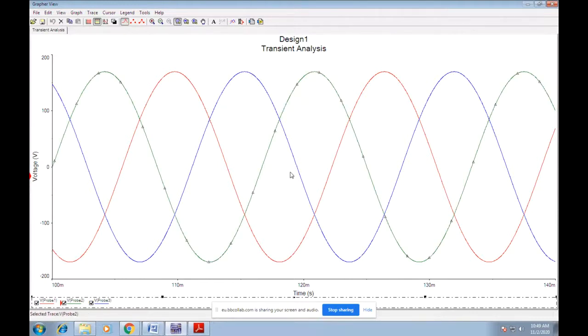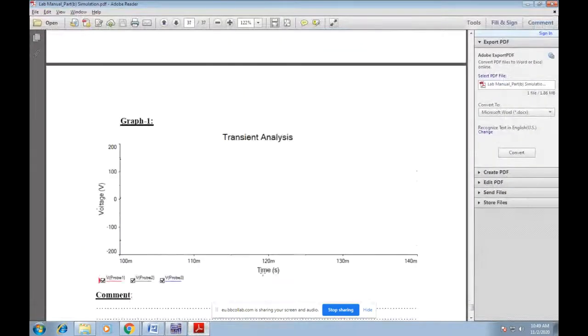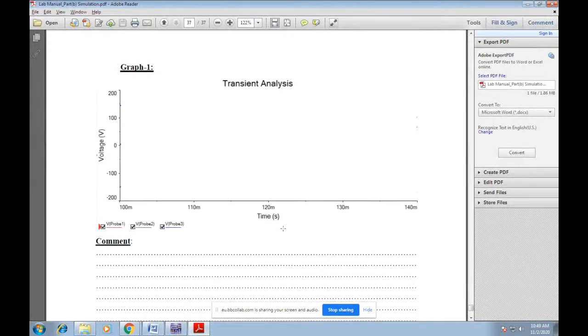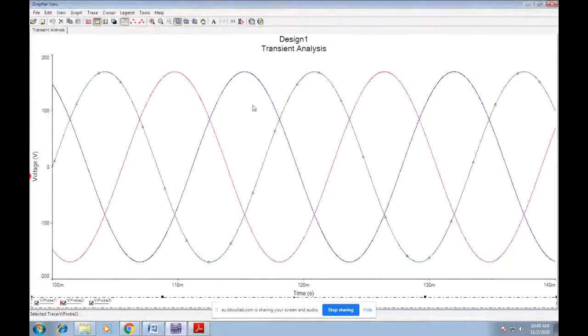Okay, so this graph you have to draw in the lab manual, for transient, for graph number 1. And you have to comment upon the results based upon table 1, table 2, and graph 1. Is it clear? Any questions?